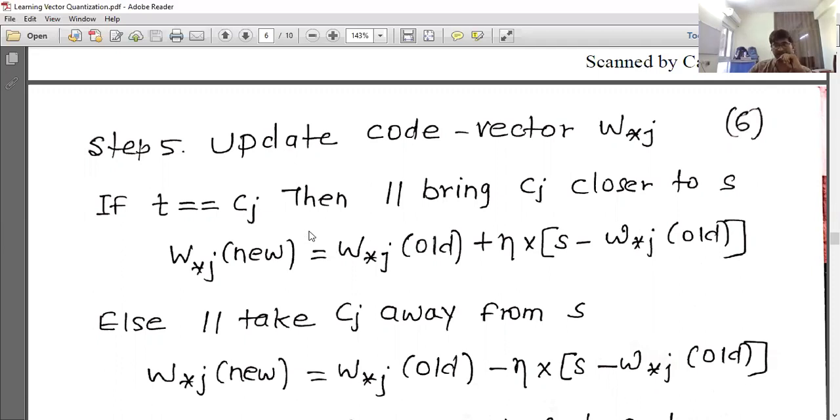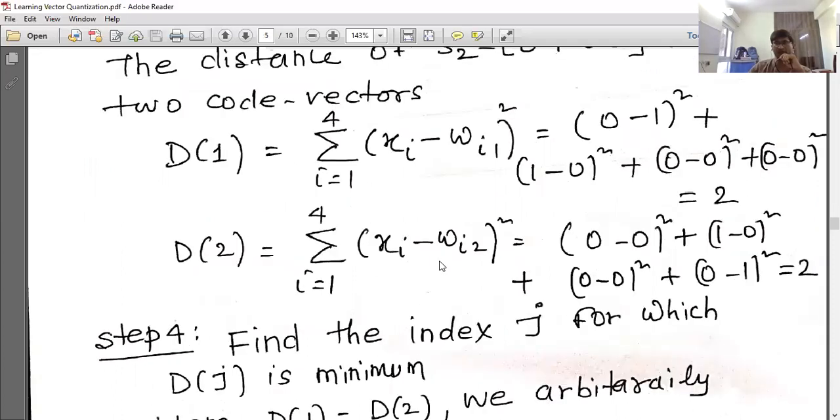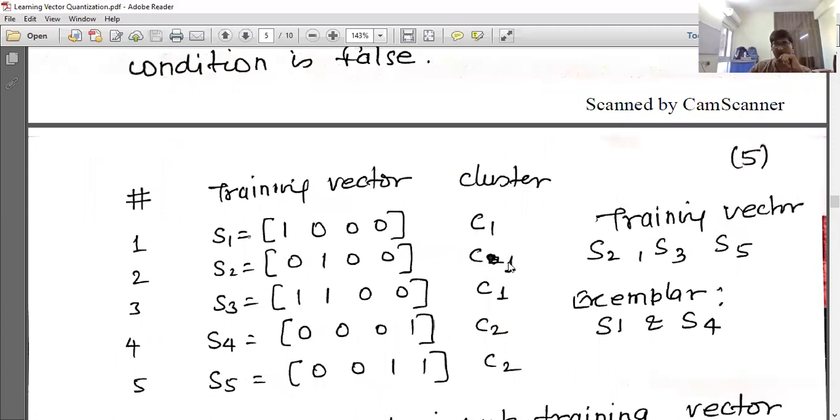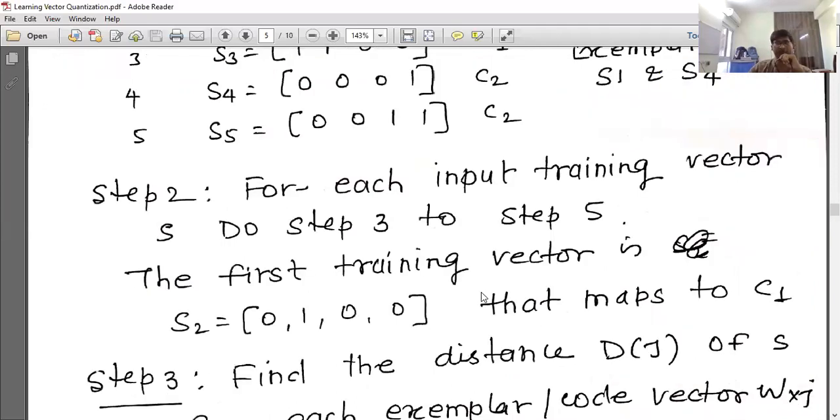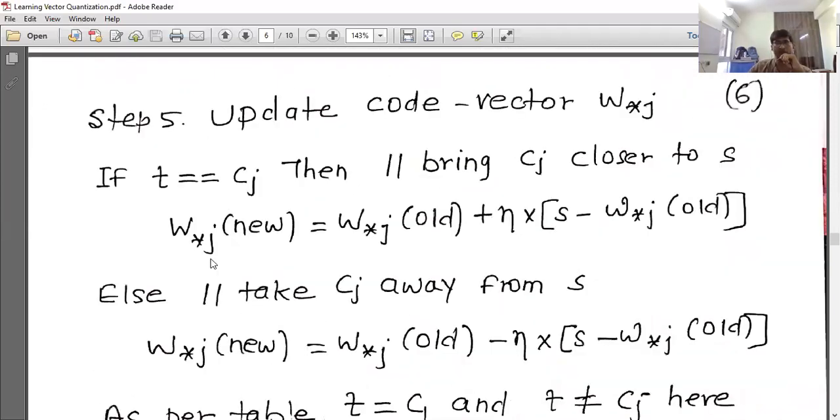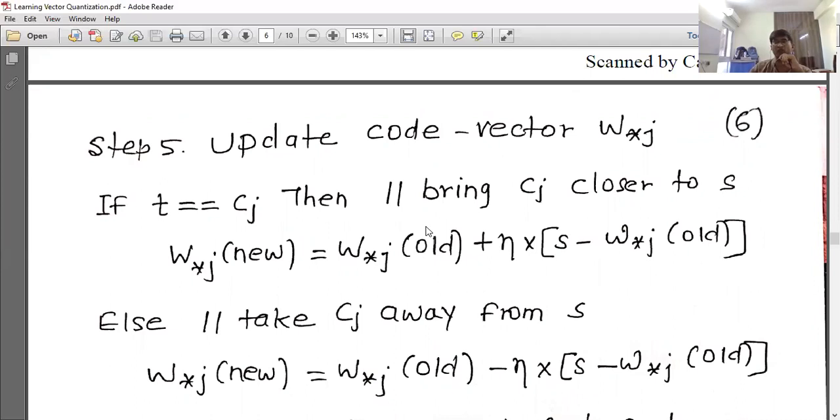For example, in our case, we were training the second input pattern, right? And for the second input pattern, the winner was, if you remember, C1. So here the S2 was designated T as C1, right? So if this is the case, if both the values become equal, then this is the first condition, and this condition says that we have to move the code vector, the winner code vector, or whatever code vector we have declared as a winner, that has to be moved closer to the input pattern, right?